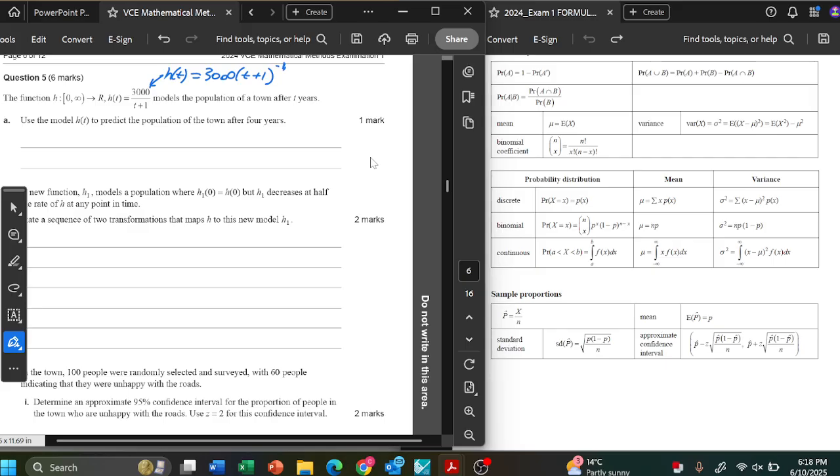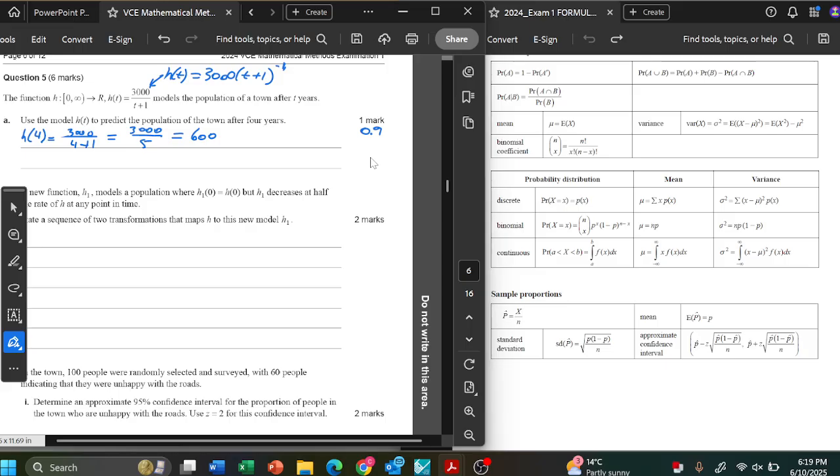We know that this function here models the population of a town after t years. We want to use this function to predict the population of the town after 4 years. So to do that, we just need to make a substitution. We let t equal 4. We get that the function is equal to 3,000 times 4 plus 1, which is 3,000 divided by 5. We should think, what's 30 divided by 5? 30 divided by 5 is 6, so therefore 3,000 divided by 5 is going to be equal to 600.